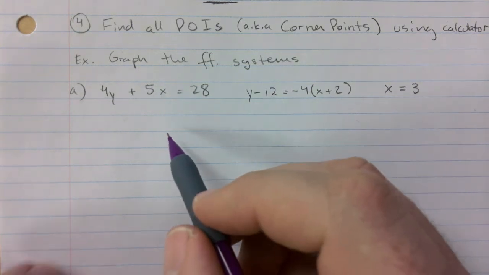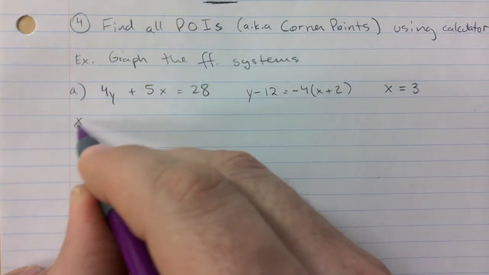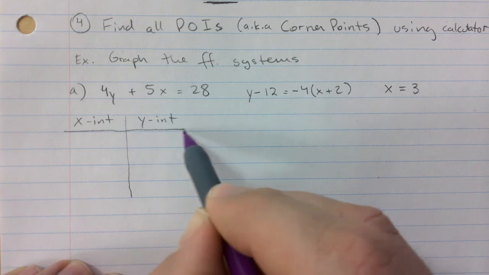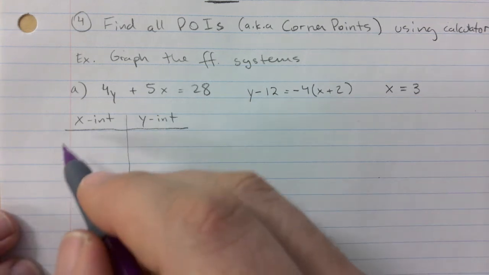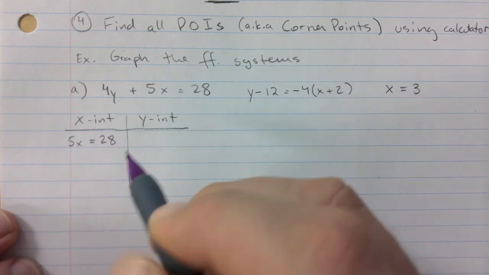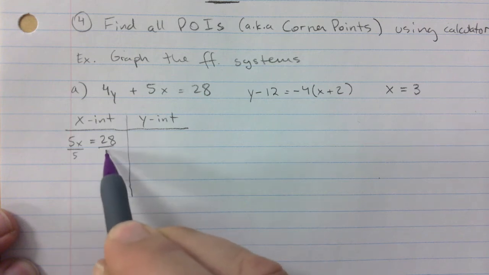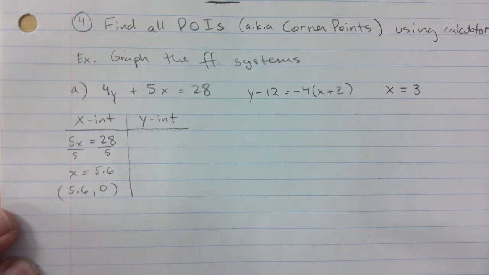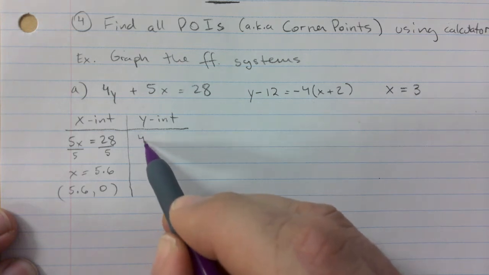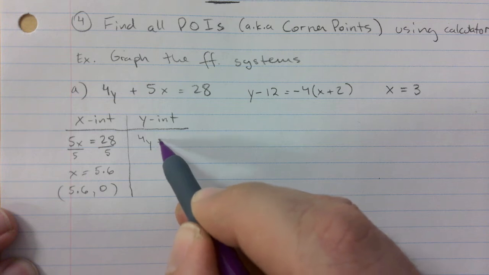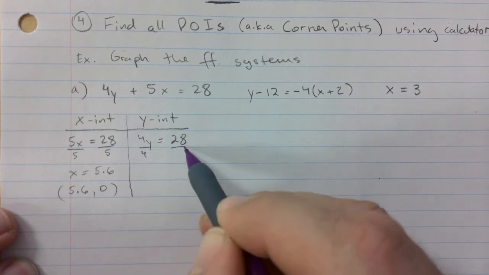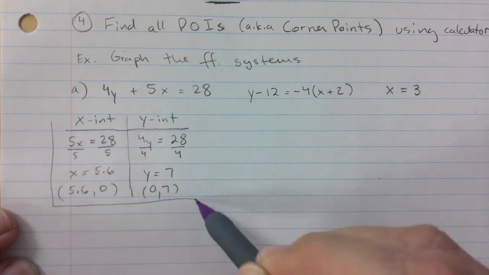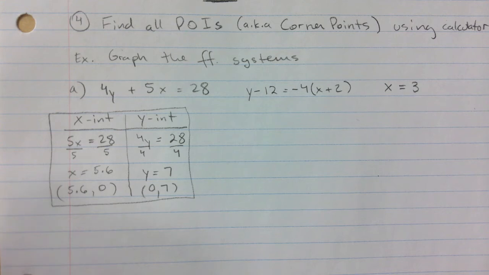Okay, so as before, step one is find all the intercepts. I'm going to find the intercepts for each one of them, and after a while, you will be pretty good at it. So for the x-intercept, the y is gone, so it's 5x is equal to 28. Divide both by 5. x is equal to 5.6. So 5.6, 0 is our x-intercept. And on the other side, it's 4y is equal to 28. Divide both sides by 4, and y is equal to 7, so it's 0, 7. Done. I found the intercepts for both.